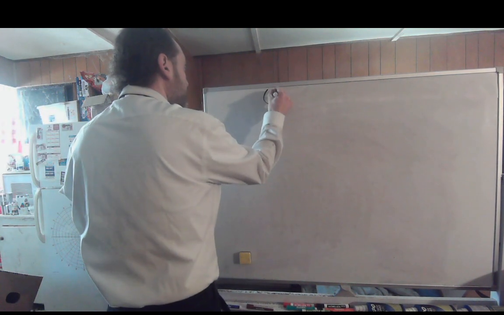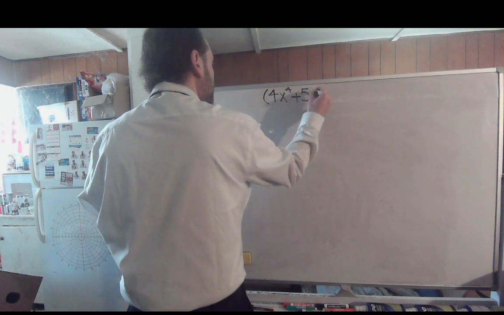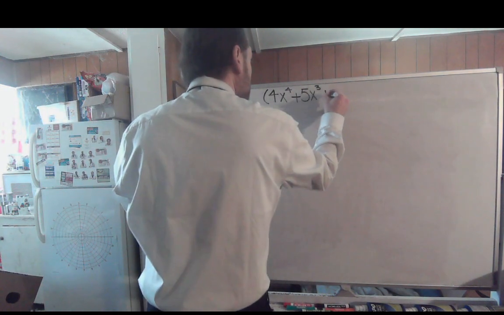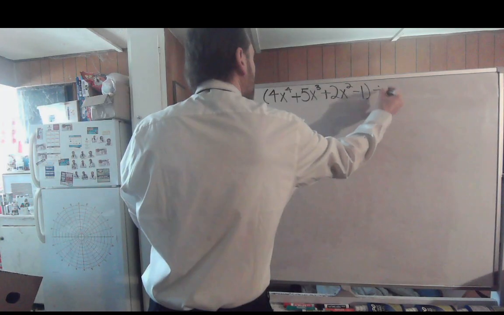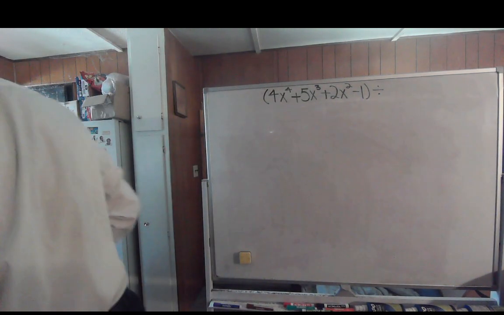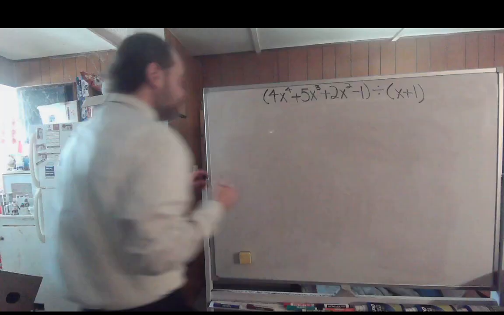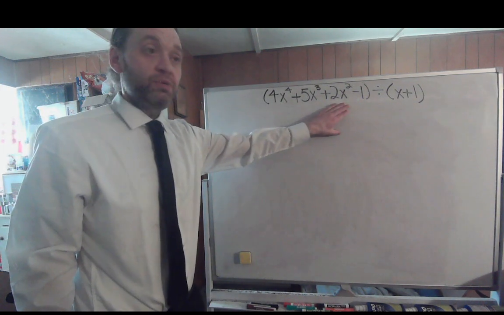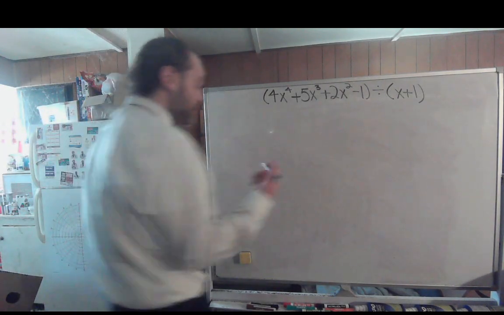All right, 4x to the fourth plus 5x to the third plus 2x squared minus 1, all divided by x plus 1. So we have the polynomial of 4x to the fourth plus 5x to the third plus 2x squared minus 1, that whole thing divided by x plus 1. So let's go ahead and set this up here.